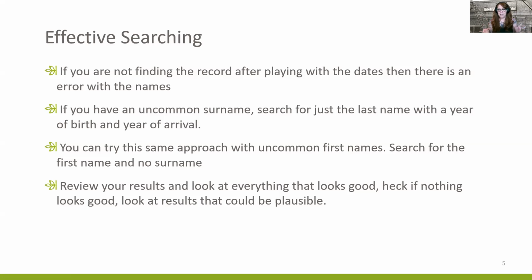And if nothing looks good, look at things that could be plausible. Sometimes I look at it and I'm like, maybe, I don't know, it looks really bad. Look at it anyway. And then you look at it and you're like, oh yeah, it's a transcription error. I can see why they thought that it was Batters instead of Butters, or whatever the case may be. So look at everything. Look at the original record. Don't just base it on the results that come up.